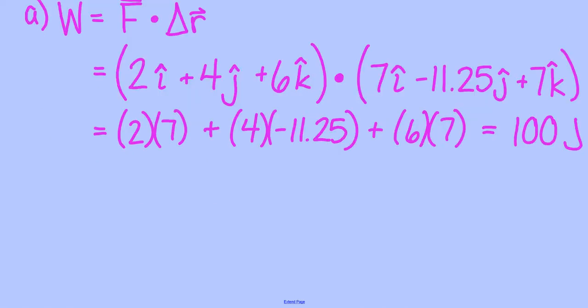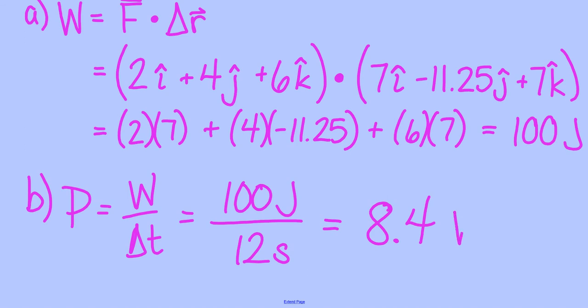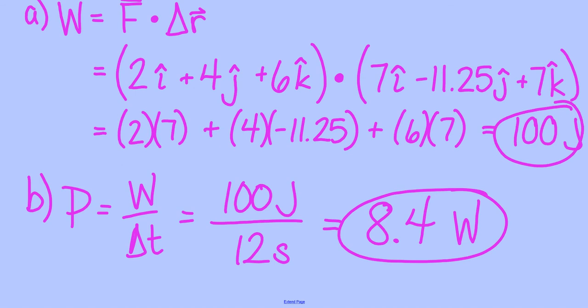When it's asking for average power, there's multiple ways we could find that. But really, since it's average, we're going to go the simplest route, which says that power is the work divided by the time, or 100 joules divided by my time, which is 12 seconds. Plug that into a calculator, and I find that the average power is 8.4 watts. We'll practice some more with power in the coming days.